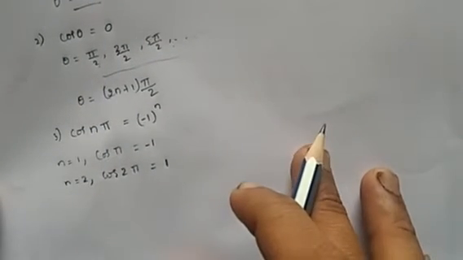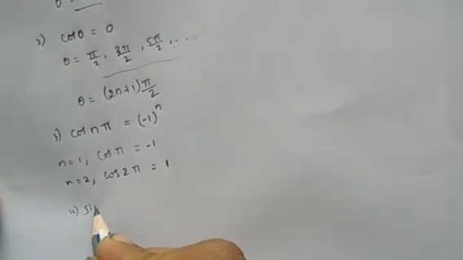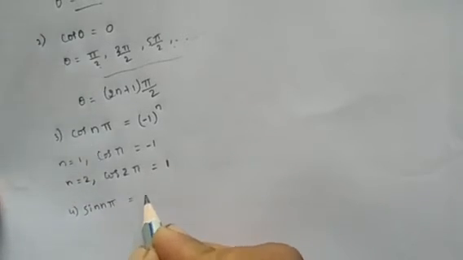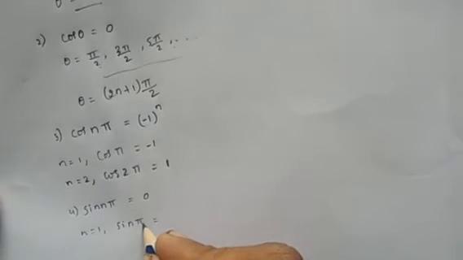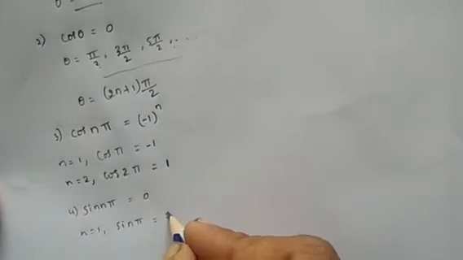The next, sin n pi. Sin n pi value is always 0, because if you put n equal to 1, you get sin 180 degrees, and sin 180 is always 0. Put n equal to 2, you get sin 2 pi, sin 360 degrees, which is also 0. Similarly, we say sin n pi is always 0.